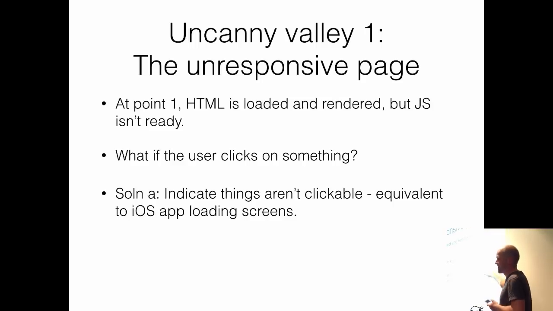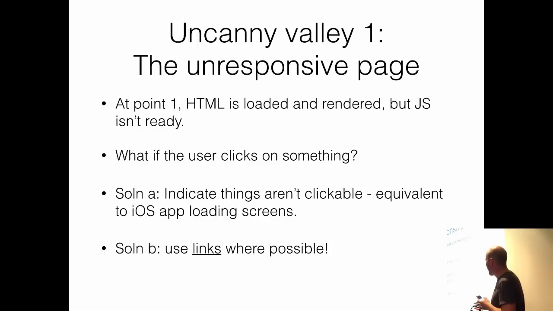Well, there are a couple of things. One, we can indicate things aren't clickable. So when we server render it, we can make the link look unclickable, and then when we client render over the top, we can make it look clickable again. This is kind of equivalent to what iOS does, where when you open an app, it will show you the last screen, but you can't use it. So there are some analogies there.